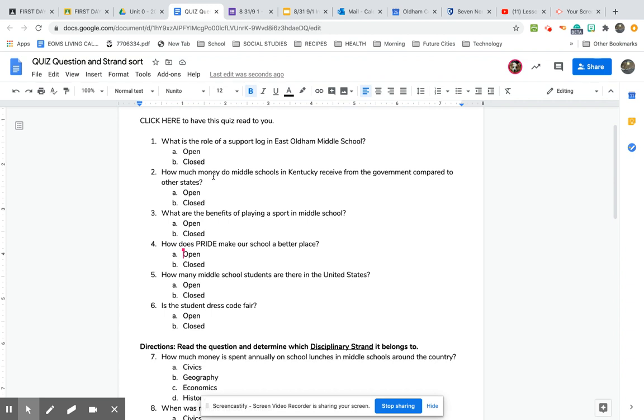A, open. B, closed. Number two, how much money do middle schools in Kentucky receive from the government compared to other states? A, open, or B, closed. Number three, what are the benefits of playing a sport in middle school? A, open, B, closed. Number four.